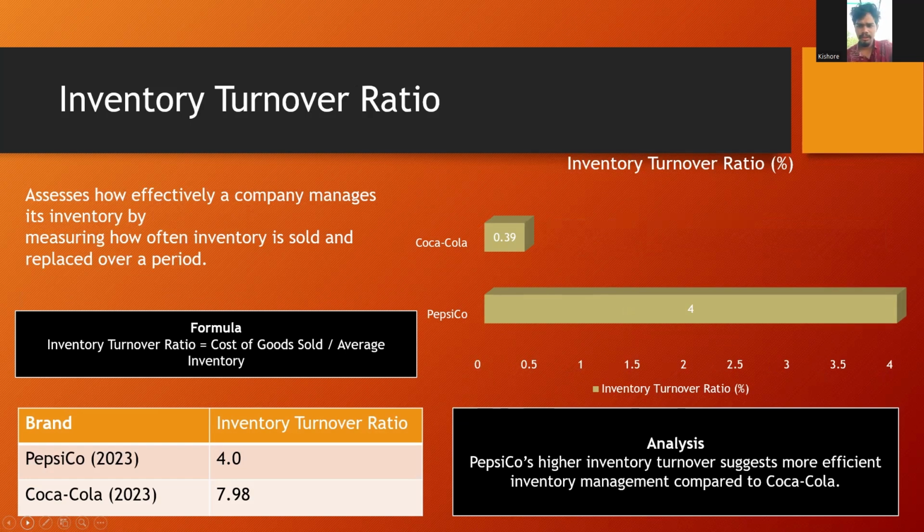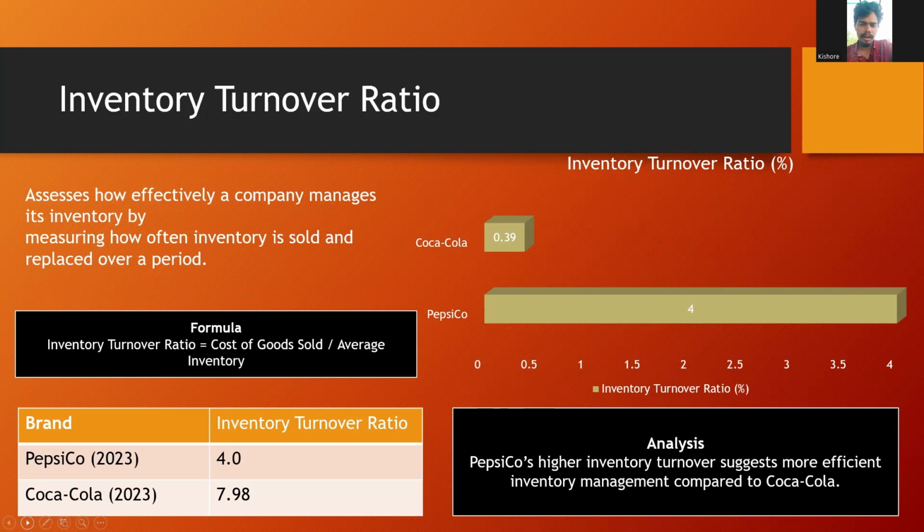For example, Coca-Cola's turnover ratio is 4.0, while Pepsi's was significantly higher at 7.98, about 4 times higher than the turnover. Generally, this is favorable and indicates better inventory management compared to Coca-Cola.